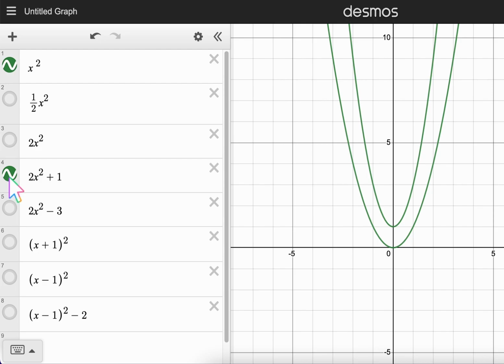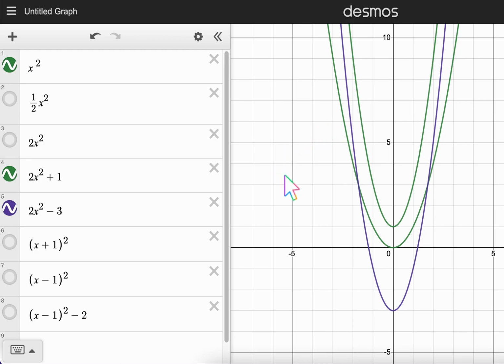Uh-oh, it's another green. Go ahead and see, what do you think happened there? Original and new. And now we're going to look at the 2x squared minus 3. Ooh. Okay, so think to yourself, how did changing that C value change our graph?